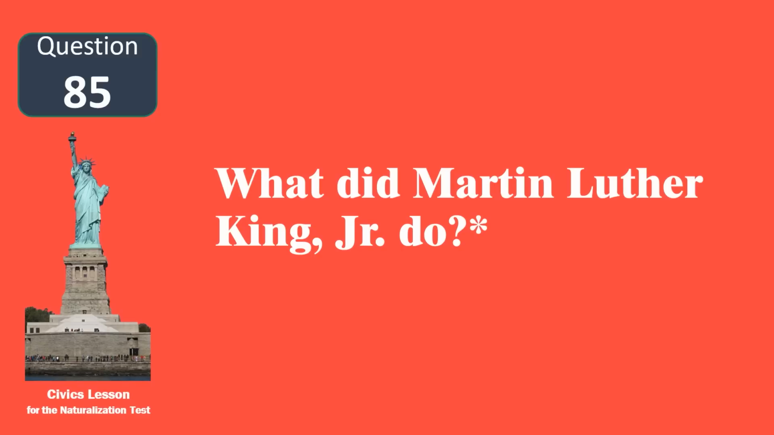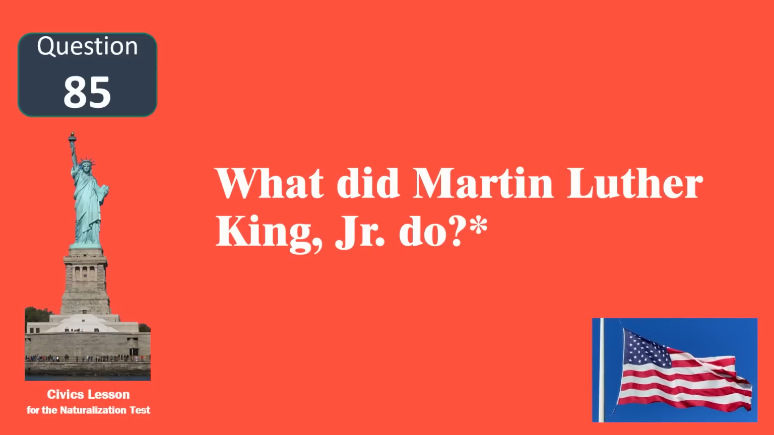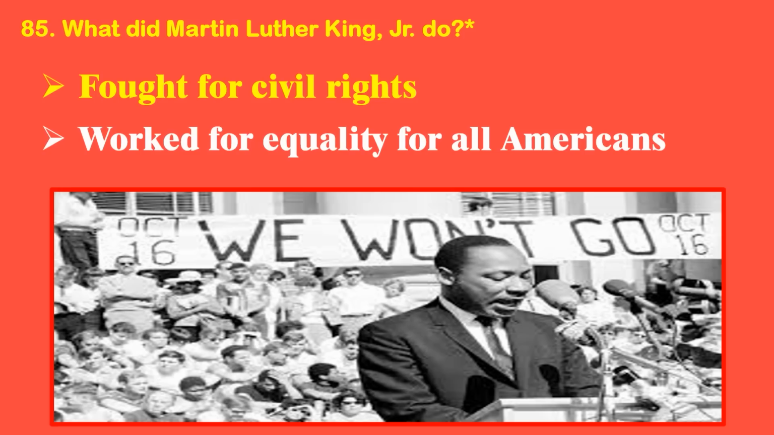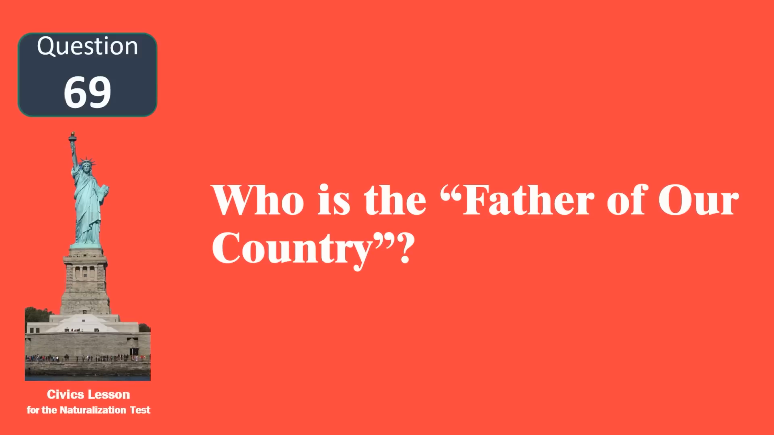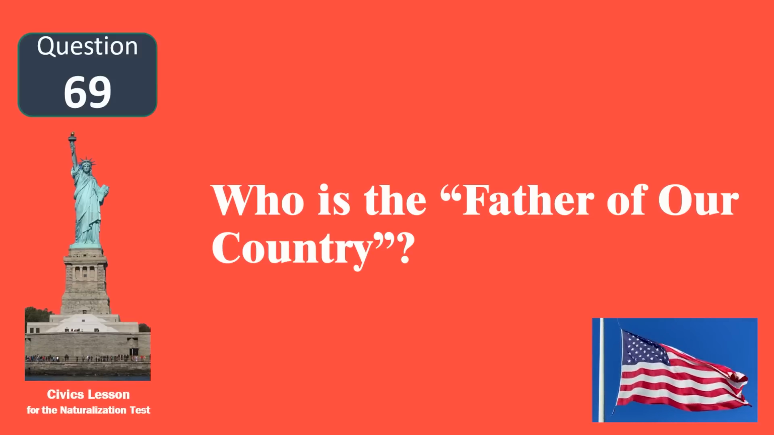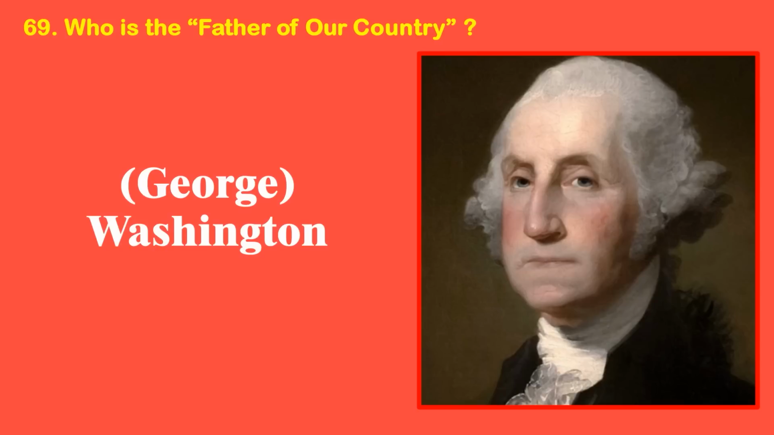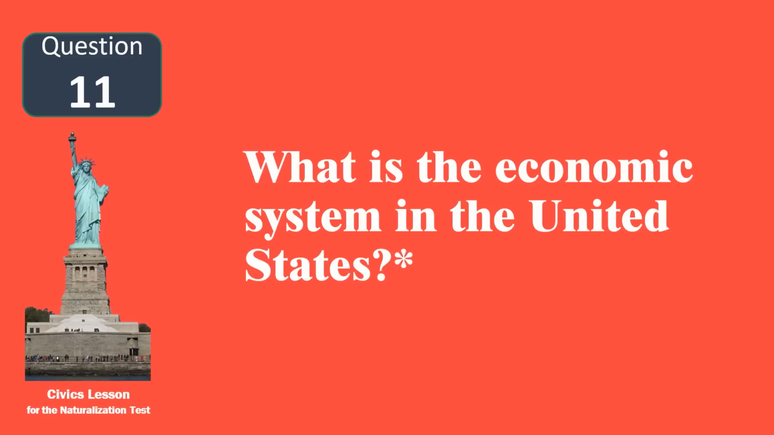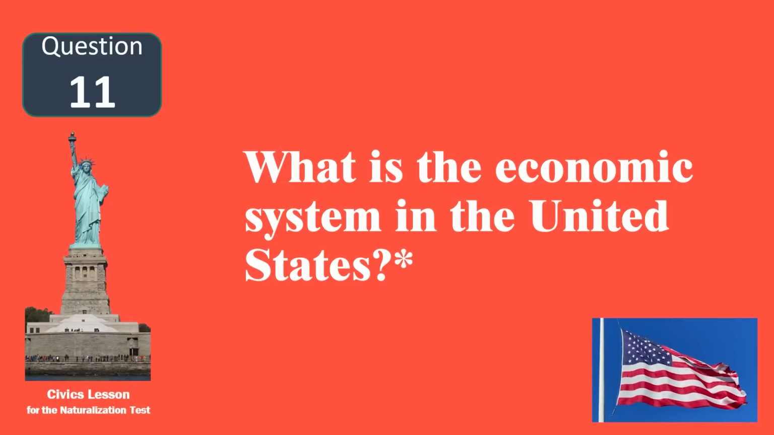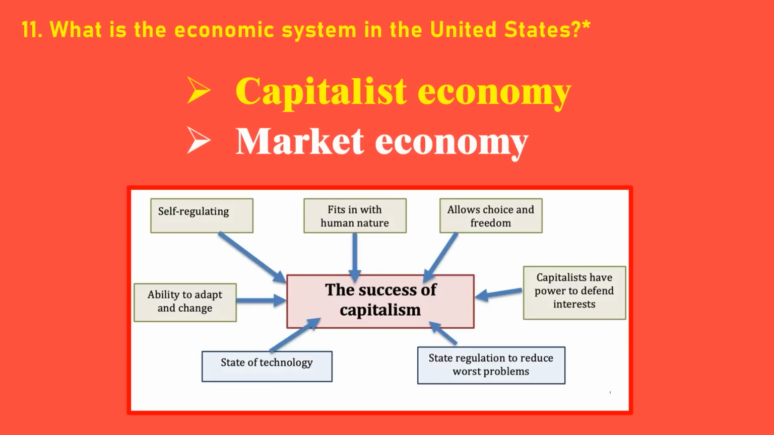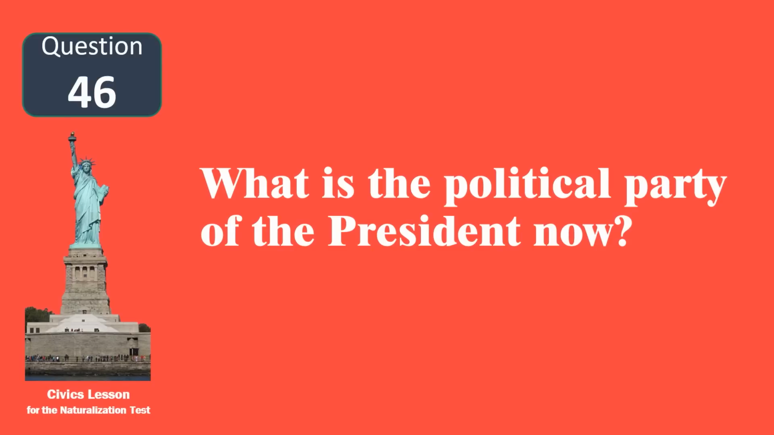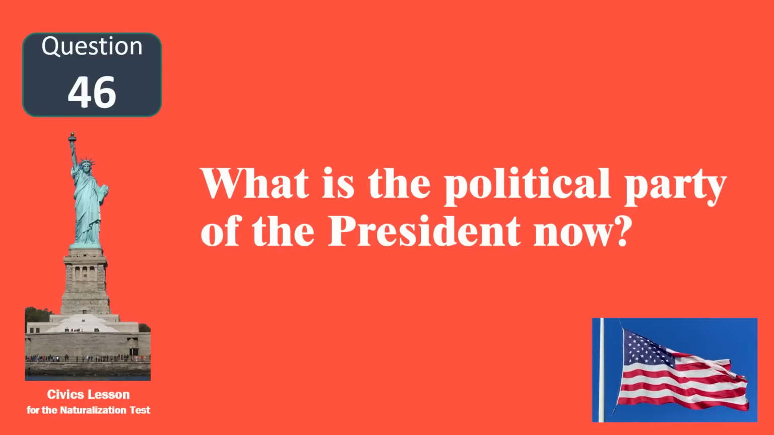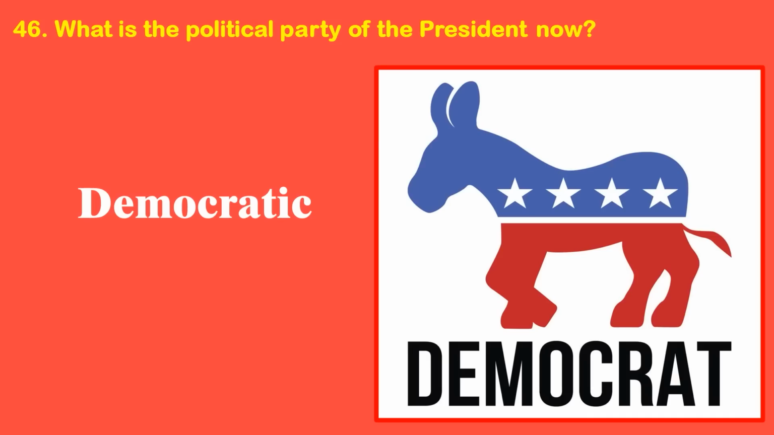What did Martin Luther King Jr. do? Fought for civil rights. Who is the father of our country? George Washington. What is the economic system in the United States? Capitalist economy. What is the political party of the president now? Democratic.